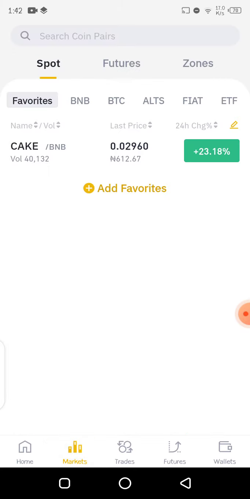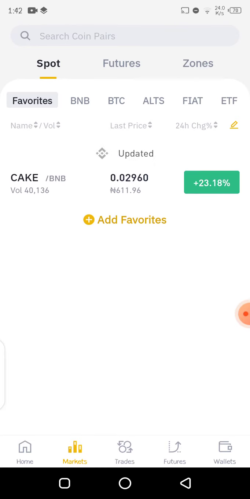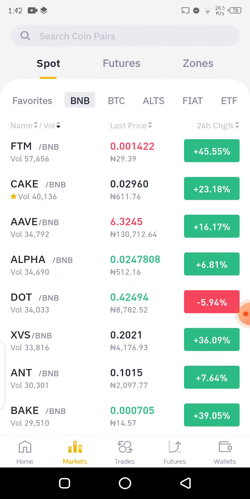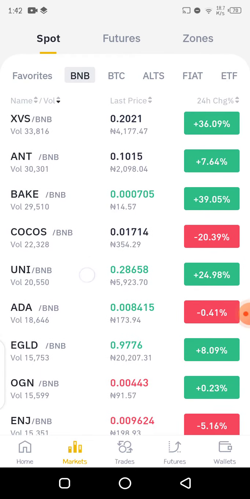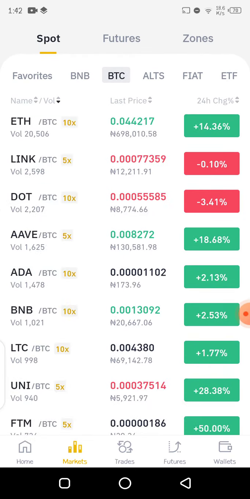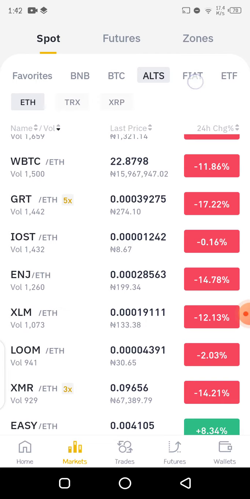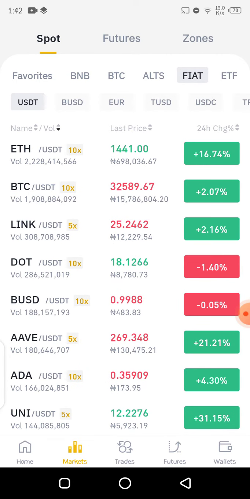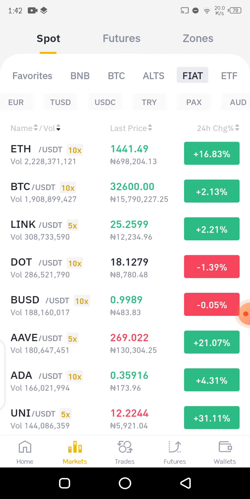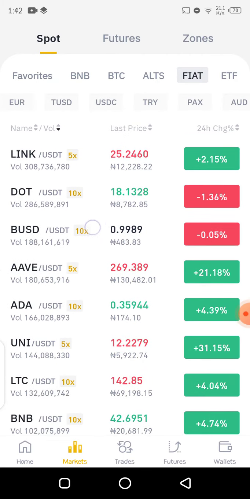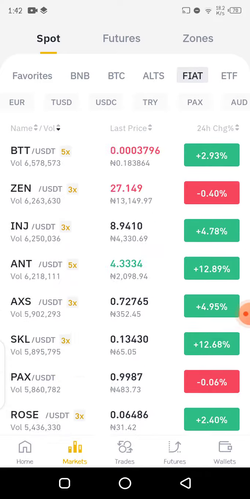This is market. Here you can find all the coins that are on this exchange, that's Binance. So if you have favorites, you're going to have them here. BNB, you're going to have BNB pairs. So all of these coins are paired with BNB, so you can get them here. For BTC pairs, they're here. Alts pairs, they're here. Fiat is your money, dollar, naira, different currencies. So they're all here. So the pairs are here.